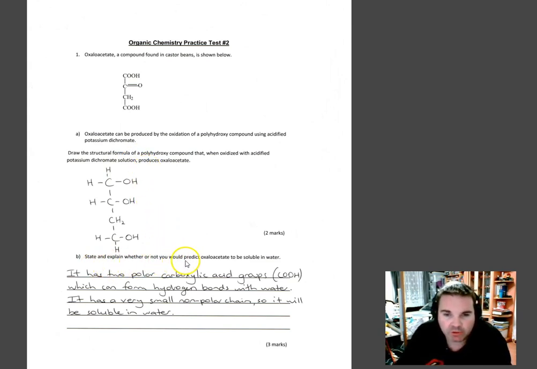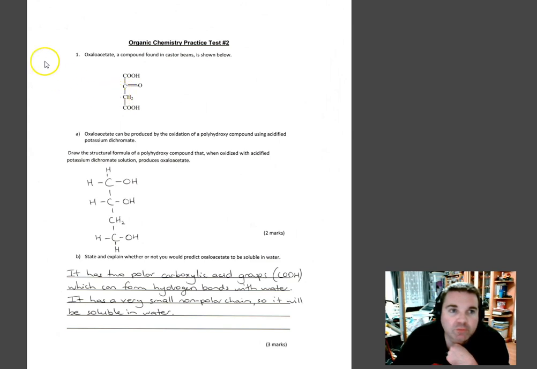State and explain whether or not you predict oxaloacetate to be soluble in water. Well, up here, you've got a very small carbon chain, so generally anything with a small carbon chain is going to be water soluble anyway. But what we've got is a polar carboxylic acid group here and here. Okay, both of those are able to form very strong hydrogen bonds with the water. It's going to be quite soluble due to that small polar chain and the polar groups that we've got.